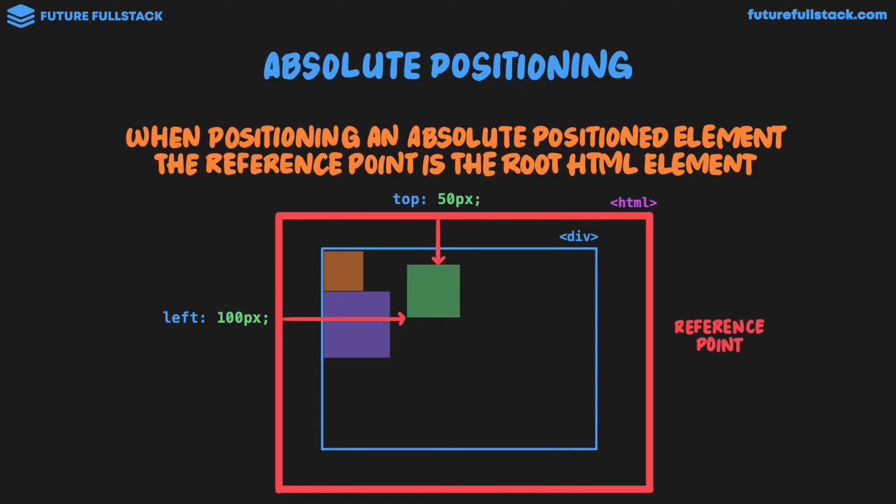So for absolutely positioned elements, we're looking at the edges of the root HTML element, whereas for relatively positioned elements, this was the top left corner of the element itself. Let's play around with this inside VS Code.